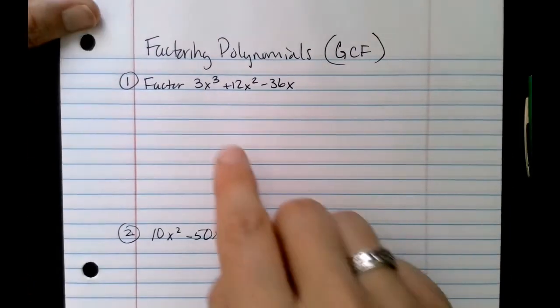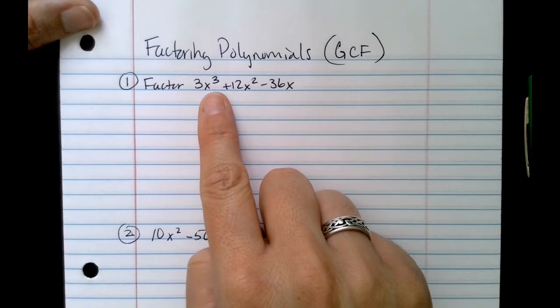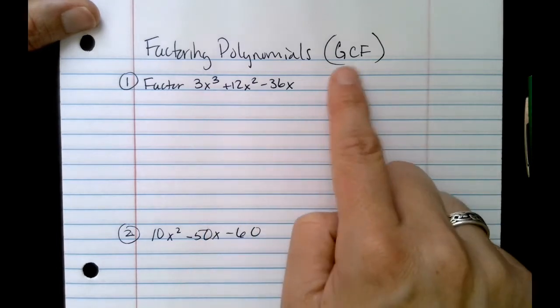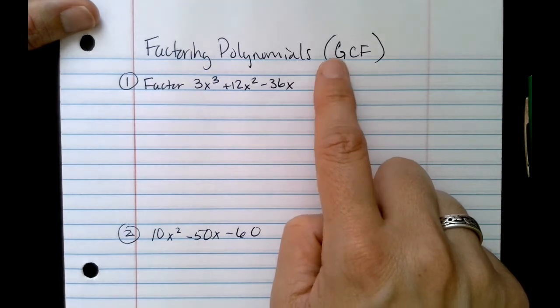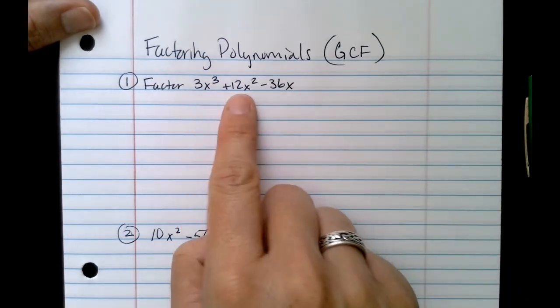So the first thing I want you to recognize is that the degree is 3. Don't let that scare you. When you're trying to factor polynomials using GCFs, the first thing you want to do is figure out what is the greatest common factor out of all of the terms.